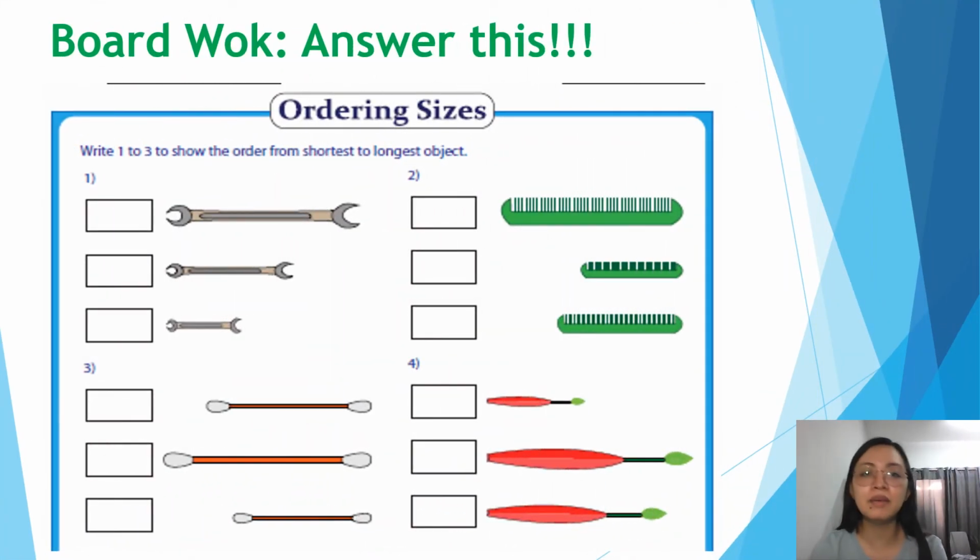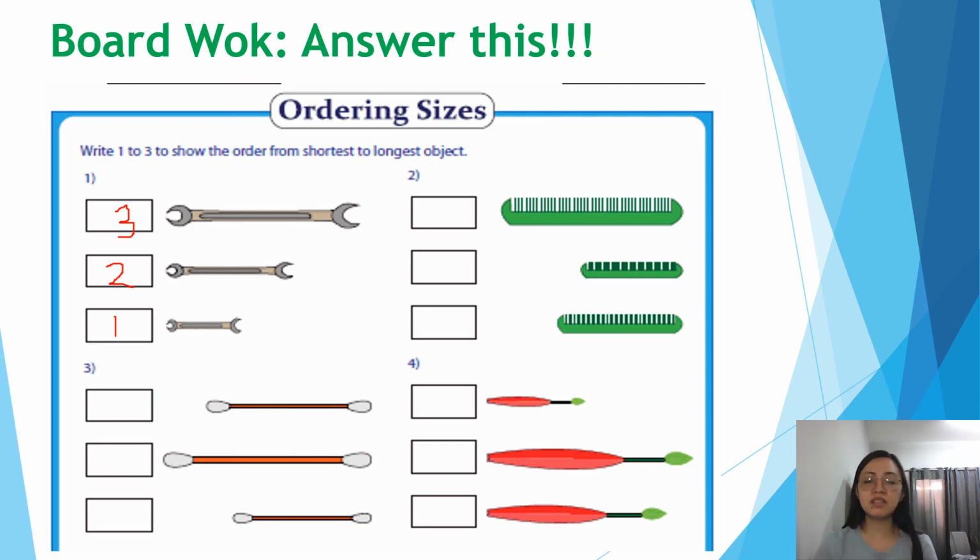Okay, kids, this time we will have another board work. We have to arrange the length of the objects. From shortest, you're going to write number 1 to the shortest, until you reach the longest. I will do the first one, and I will ask you to answer the rest. First we have here number 1, which is the shortest. So this is number 1, 2, and then 3. I mark number 1 for the shortest, and number 3 for the longest.